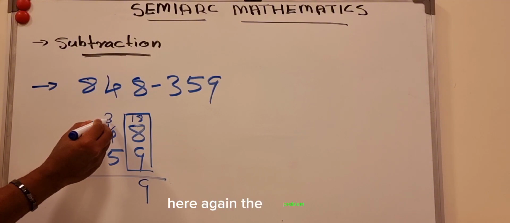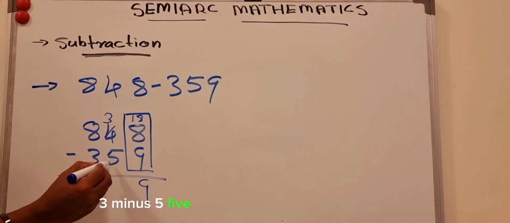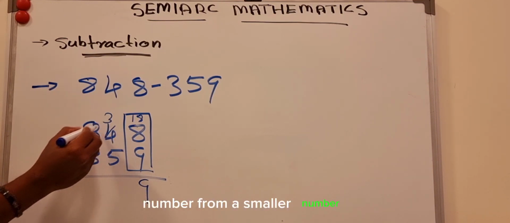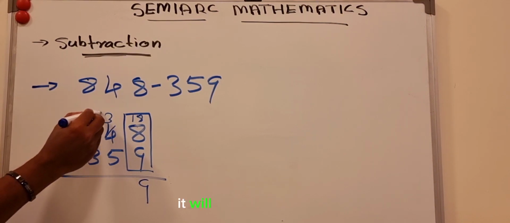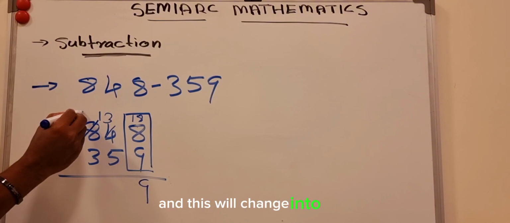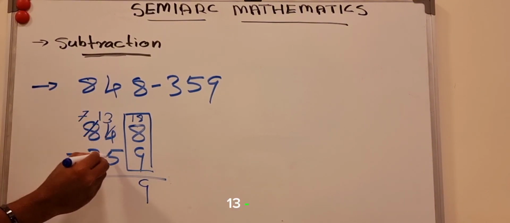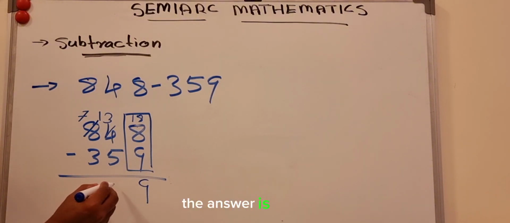Here again the problem. This number 4 is changed to 3. 3 minus 5. 5 is a bigger number than the 3. So you cannot subtract a bigger number from a smaller number. Again you have to borrow from here. If you borrow from here, it will change into 13 and this will change into 7. So 13 minus 5, you know the difference. 13 minus 5, the answer is 8.